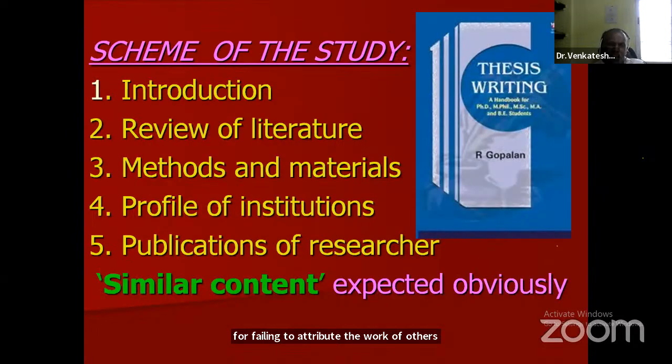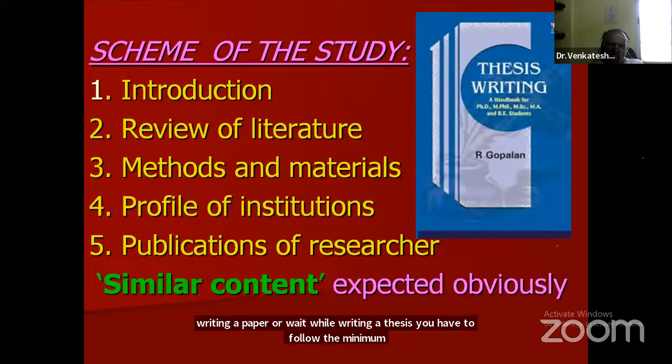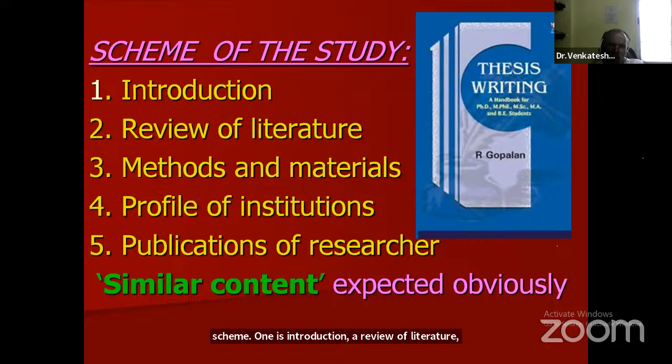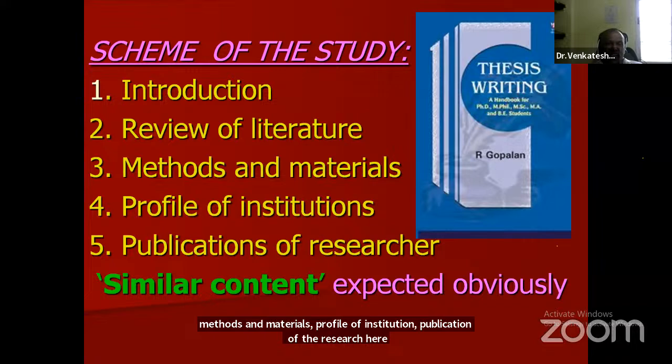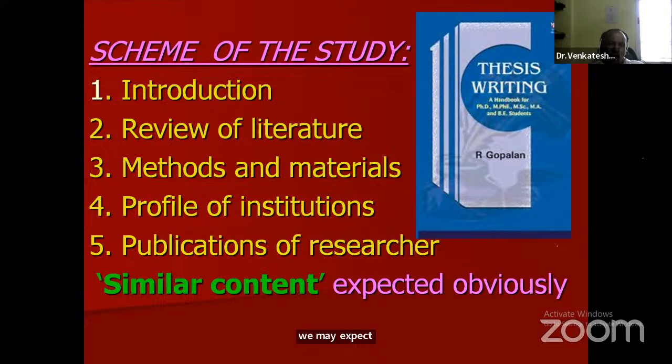See here, actually there is a scheme of study. While writing a paper or a thesis, you have to follow the minimum scheme. One is introduction, review of literature, methods and materials, profile of institution, publication of the research. Here, we may expect similar contents. We cannot avoid it here. Out of chapters 1 to 5, we expect more similar content.